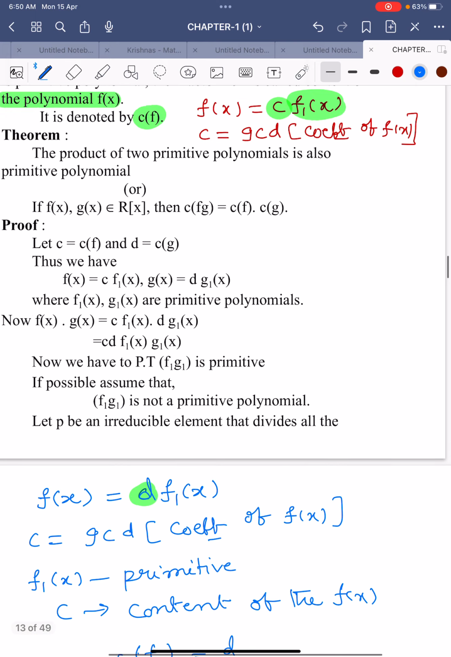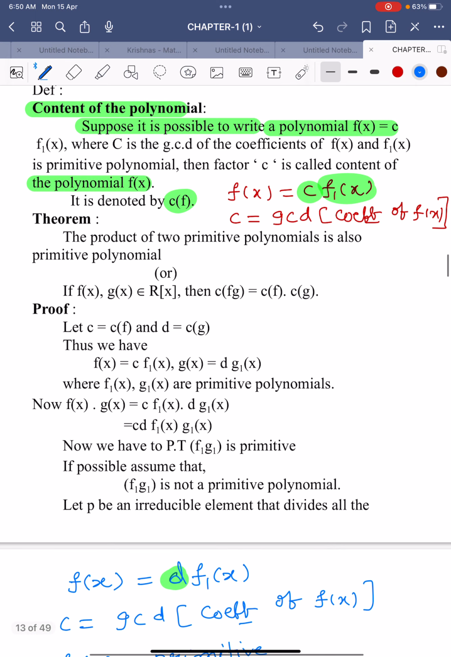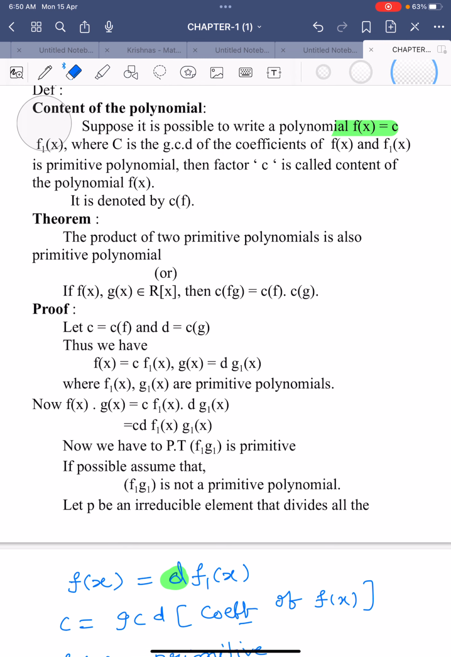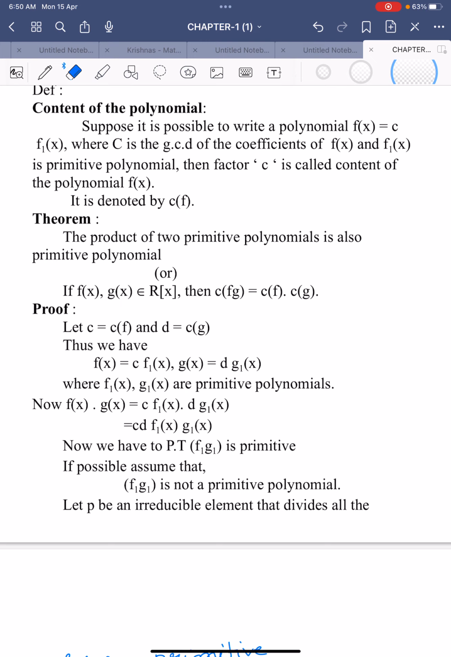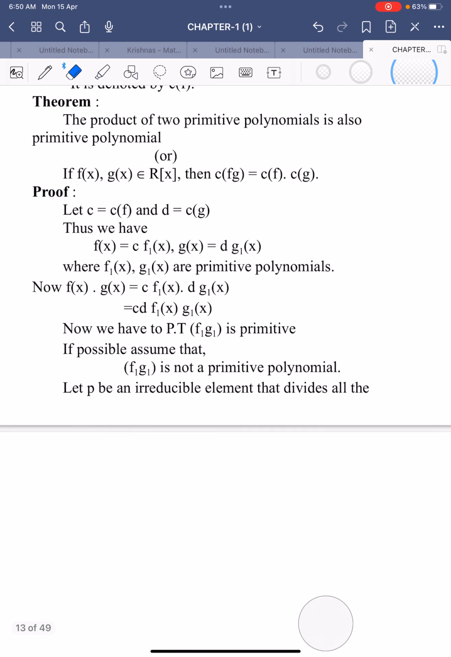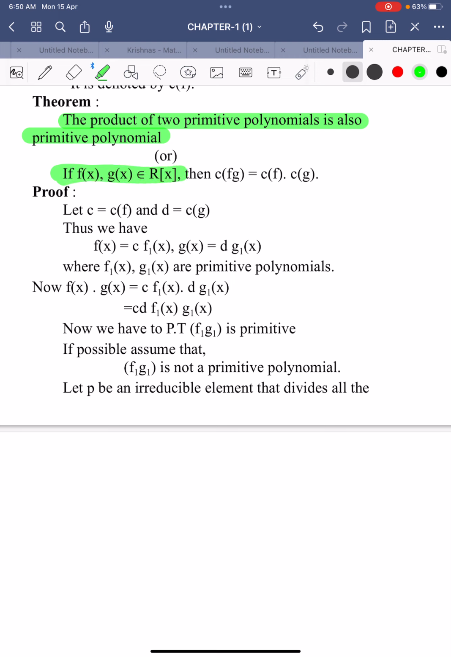So remember that. Next, there is a theorem. We prove that. So let us see the statement of the theorem. The product of two primitive polynomials is also primitive. One of the simple and easiest theorems. The same statement can be written like this also. If f of x, g of x belong to R[x], then content of fg is equal to content of f into content of g. So to prove this, we define like this. C is equal to content of f and d is equal to content of g. So remember that c is equal to content of f.